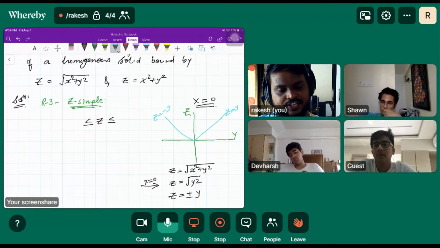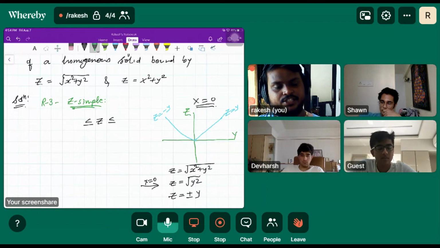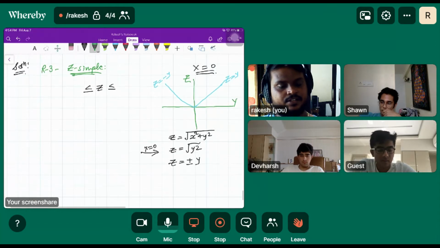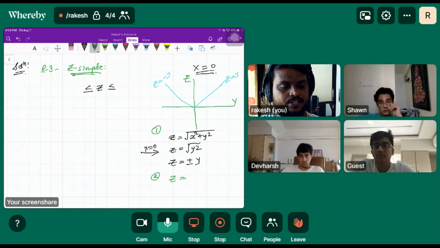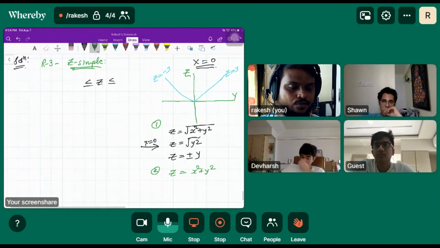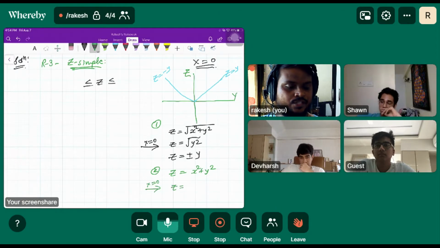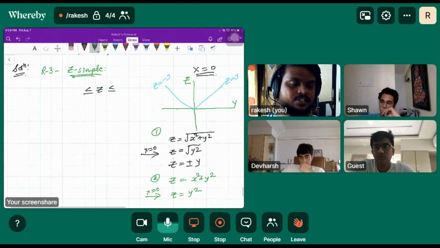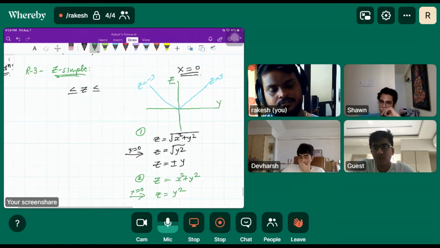Okay, so the next function is z is equal to x square plus y square, right? This was the first. The second is z is equal to x square plus y square. If we set x is equal to 0, then z is equal to y square. What is this? This is the parabola.